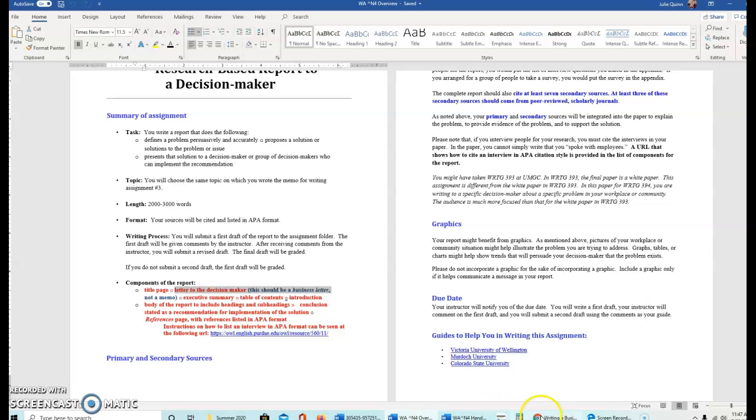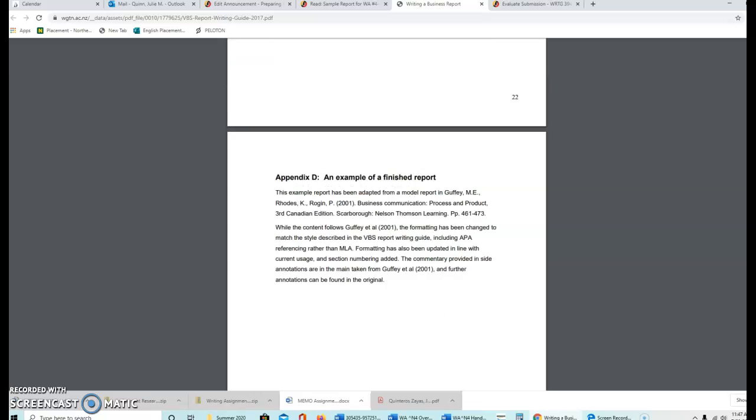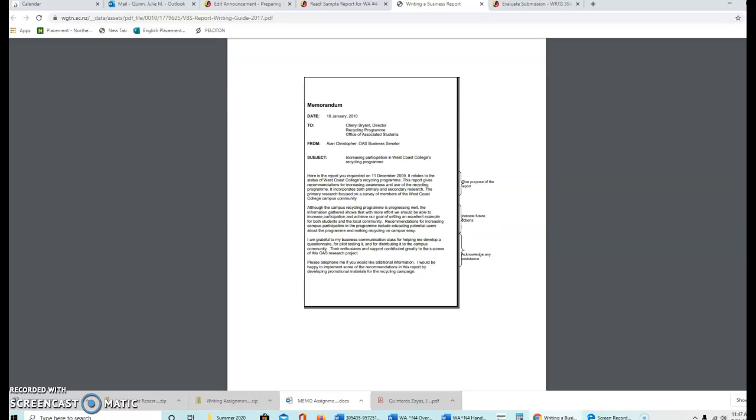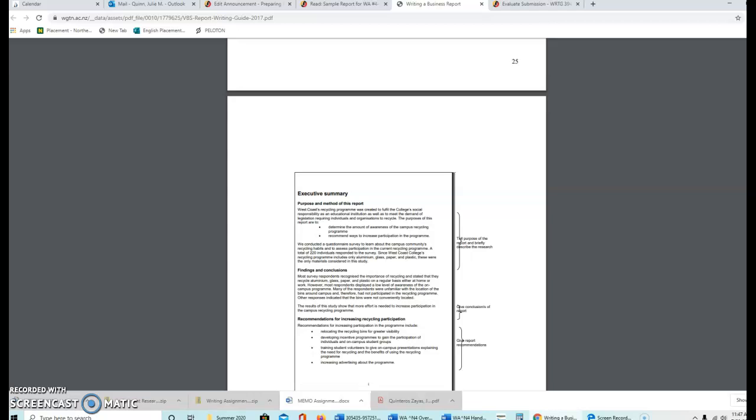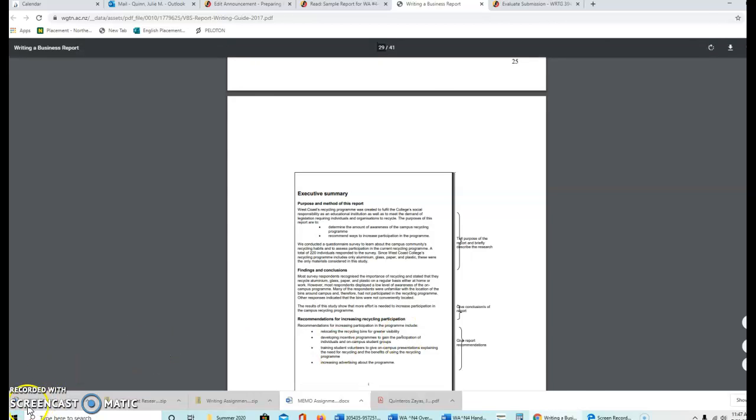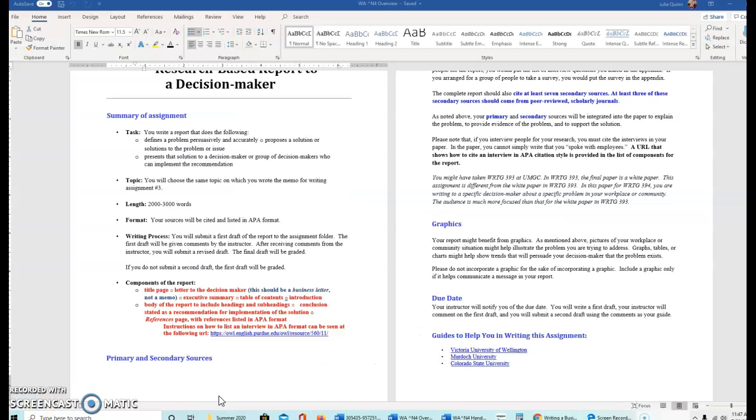So you were asked in week 3 to look at the Victoria Business School model, and you'll see that the model starts with a memorandum and then a cover page and then the executive summary. But if you look at what writing assignment number 4 says, the components of the report start with the title page and then the letter to the decision maker.